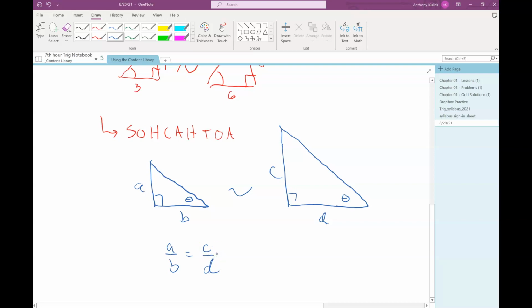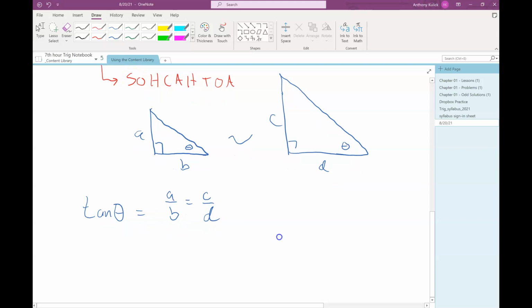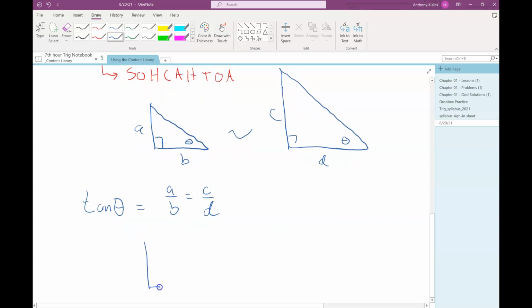But those ratios of side lengths need to be equal because the triangles are proportional, right? And what we said then is, okay, well, I can create a function, in this case tangent, that maps that acute angle measure to that specific ratio of side lengths for any right triangle that has that acute angle measure in it. So that's what these sine, cosine, and tangent are doing. So the SOHCAHTOA here is just describing how we find those ratios.